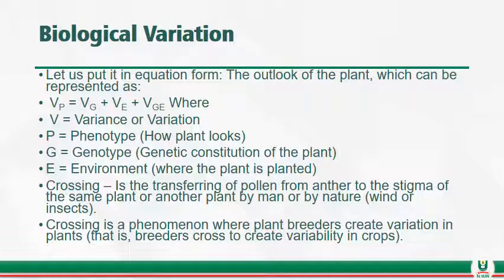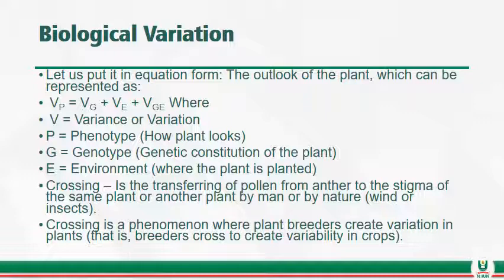It's simply the transferring of pollen. Pollen is the male part of the plant. You transfer it from the anther. It's the anther that brings out the pollen, and then you put it on the stigma of the same plant. So what you're doing is transferring pollen from one plant and putting it on the stigma of the same plant or a different plant, and this can be done by man. The transferring can be done purposely by man, by plant breeders, or by nature.